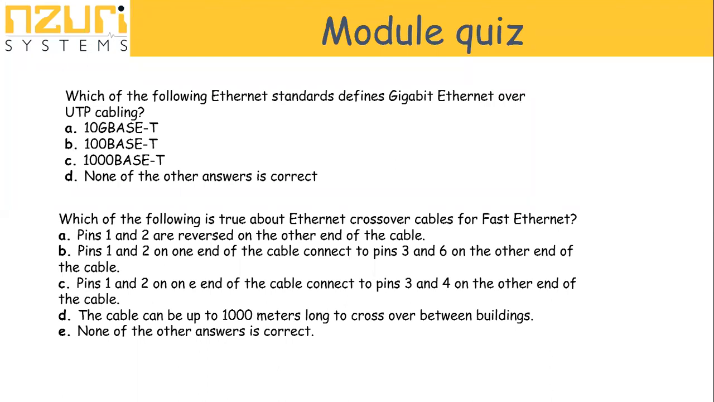Yes, so the answer is actually C. Gigabit is 1,000, so you can see 1000BASE-T. The 10GBASE is for 10 gigabit Ethernet. And when you see 100BASE-T, that's for Fast Ethernet, which is 100 megabits per second. So the correct answer in this scenario is 1000BASE-T.